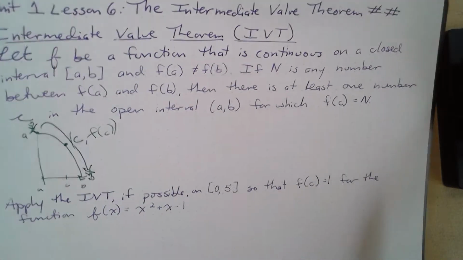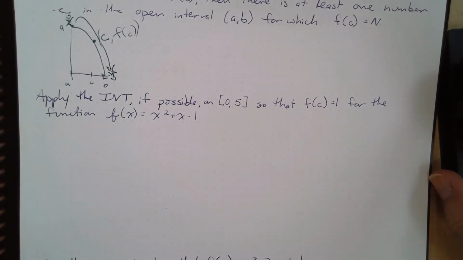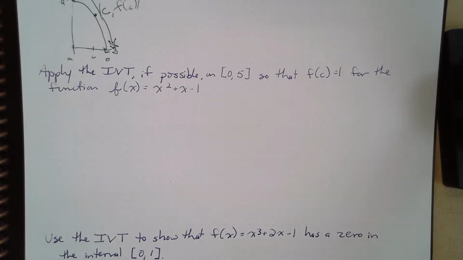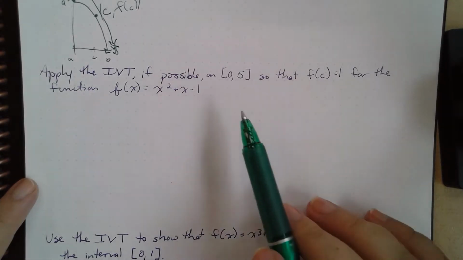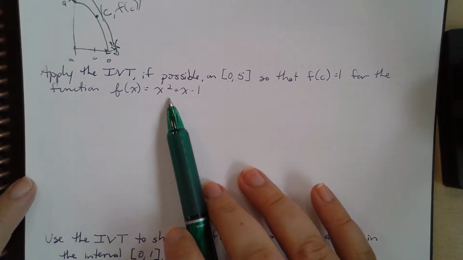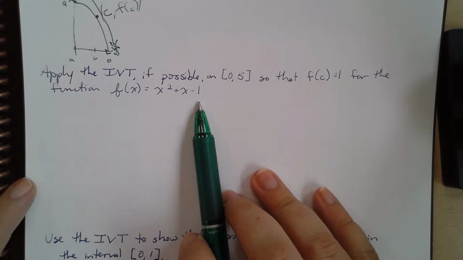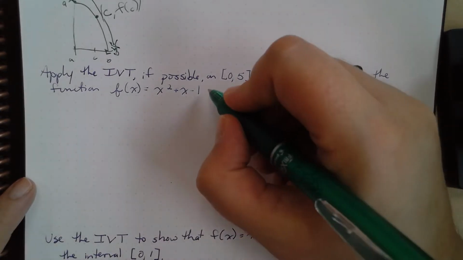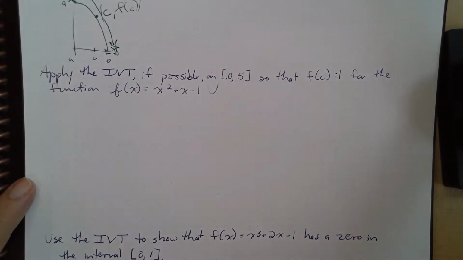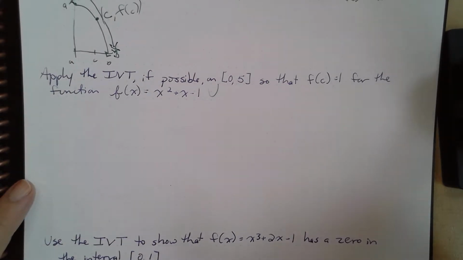So let's go on to our example here. Apply the intermediate value theorem, if possible, on the interval 0 to 5, so that f of c is equal to 1 for the function f of x equals x squared plus x minus 1. Well, the first thing we have to do is, is this continuous? Okay, we've got x squared plus x minus 1. Yes, that's continuous. It's a parabola. I don't know exactly what it looks like, but we know it's continuous.